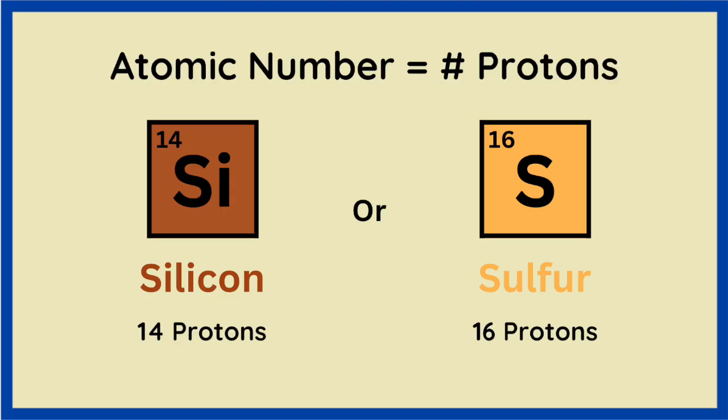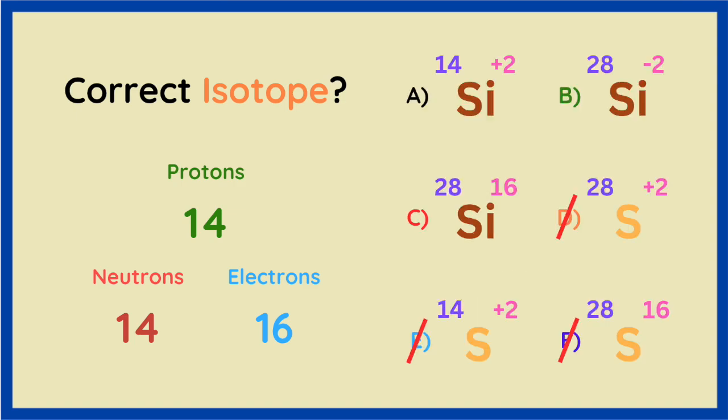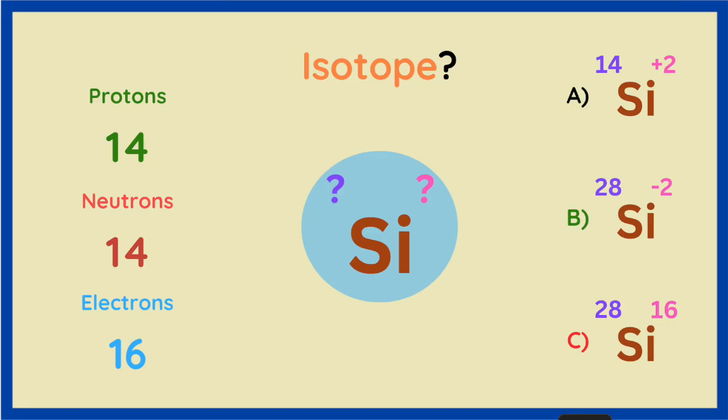In fact, the great news is that atomic number is also the exact same thing as proton number. So we're going to have 14 protons and 16 protons respectively. Remember, our isotope has 14 protons, which means that our element of interest must be silicon. That means we've already eliminated 3 of the 6 answer choices because it's not sulfur, it's silicon. So let's start building our isotope.